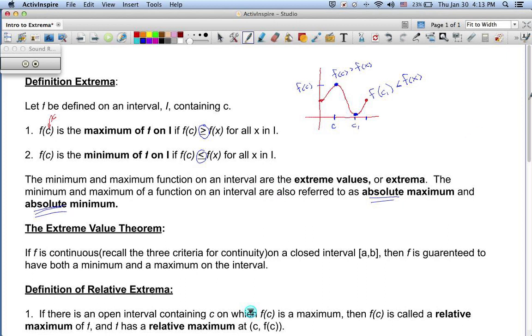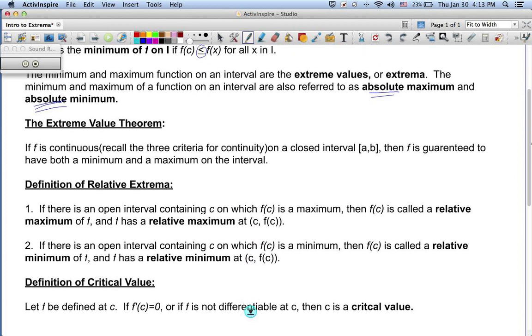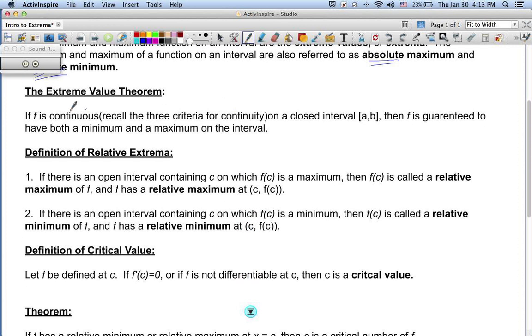A lot of these definitions you can read through. I'm just trying to give you a quick explanation of what these math words mean. The Extreme Value Theorem says that if you have a continuous function, recall we have three criteria for continuity: the limit must exist at some point c, the function at c must exist, and those two values must be equal. So if you have a continuous function on a closed interval, you are guaranteed to have both a maximum and a minimum on the interval. Remember, max and min are synonymous with absolute maximum and absolute minimum.